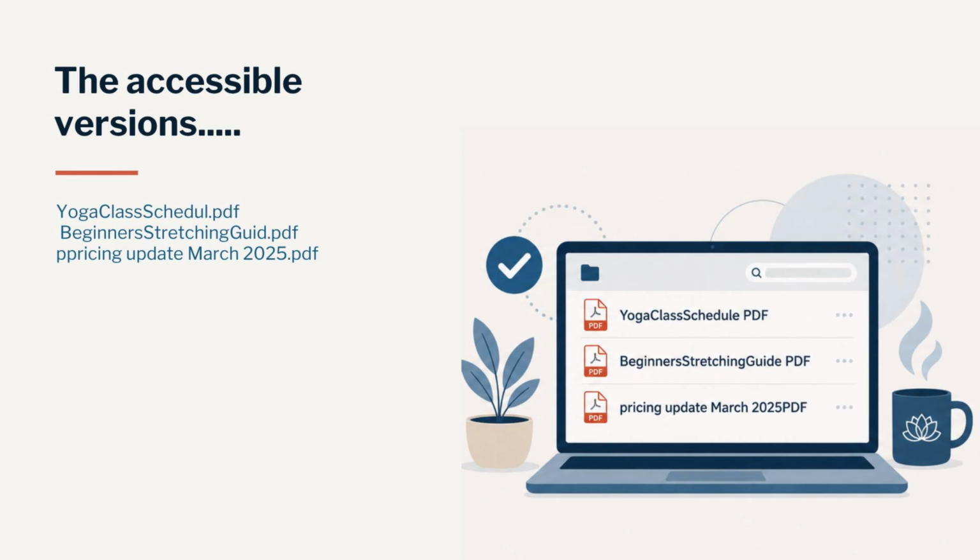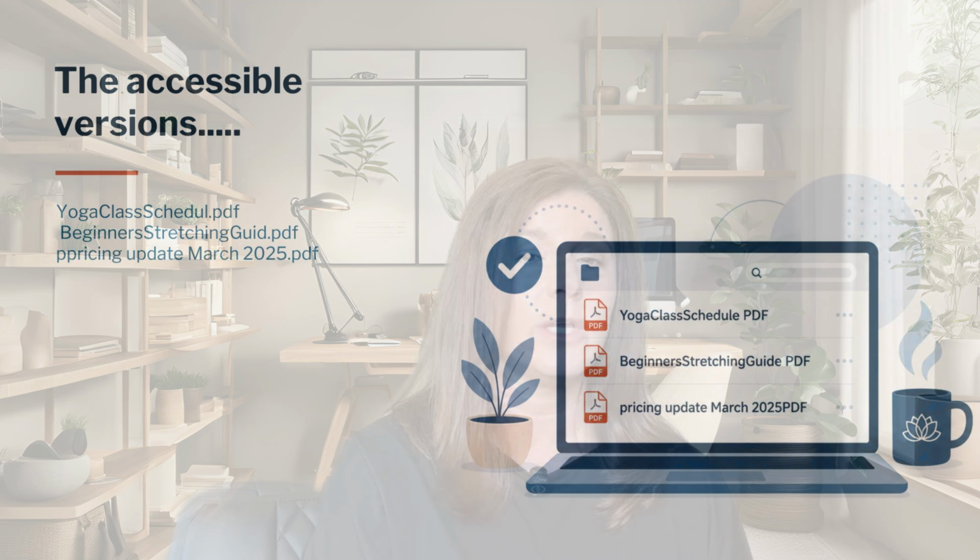Now let's look at what the accessible versions would look like. Yoga class schedule.pdf, beginner stretching guide.pdf, pricing update March 2025.pdf. Visually, these file names are easier to scan quickly in emails, folders, and on the website. Audibly, screen readers read them naturally with clear pauses. That small naming change creates a noticeably smoother experience for everyone accessing the content.